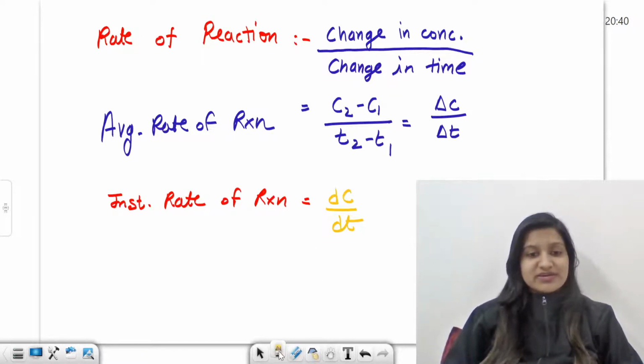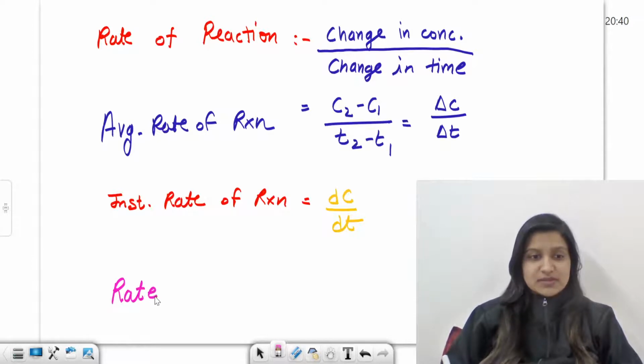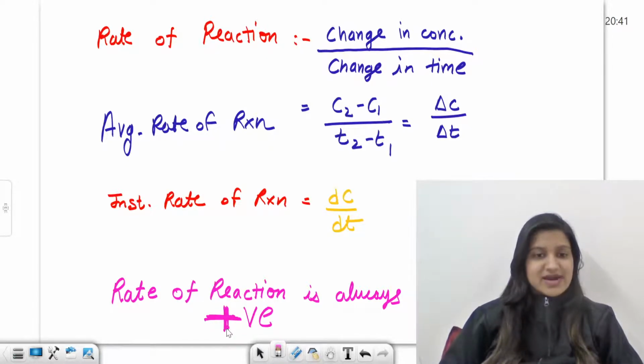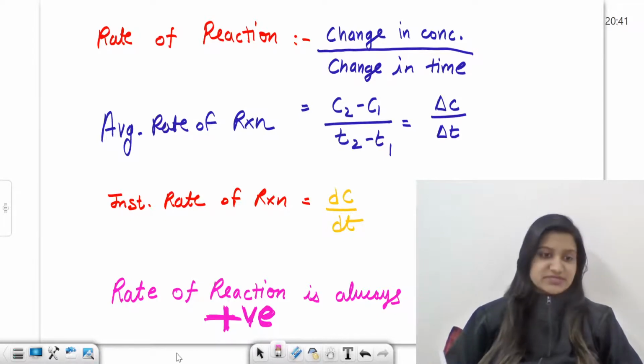Okay, you can write a note here, and the note is that rate of reaction is always positive. Please note this, that rate of reaction is always positive. I have highlighted this so that you will remember. So the rate of reaction is always positive.